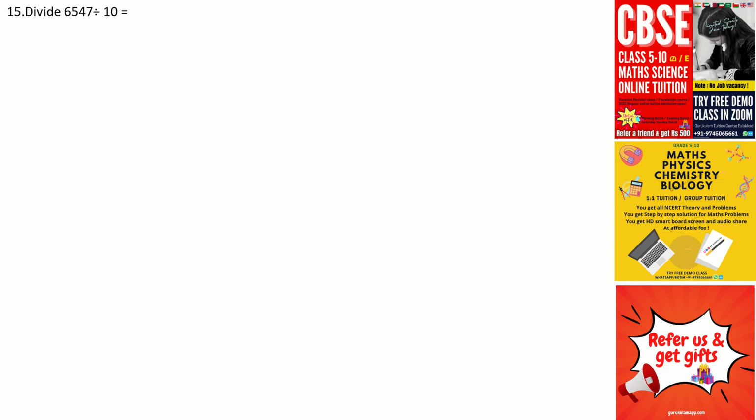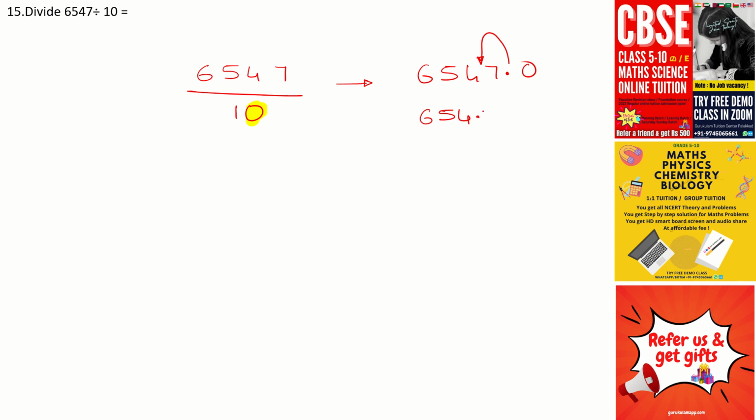Then moving to the next one. Again, 6547 divided by 10. 6547 means it is similar to what? It is similar to 6547.0, and when we are analyzing here there is just 10. So what you have to do is shift 1 point to here. So our final answer is going to be 654.7. This is the final answer.